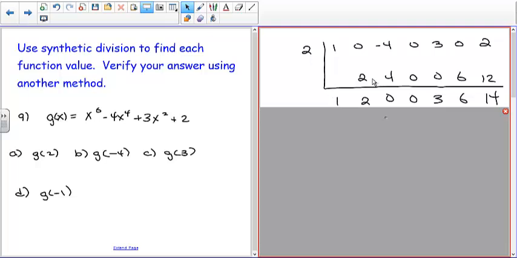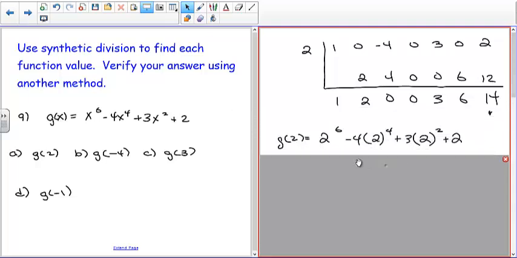2 times 1 is 2. 0 plus 2 is 2. 2 times 2 is 4. Negative 4 plus 4 is 0. 2 times 0 is 0. 0 plus 0 is 0. 2 times 0 is 0. 3 plus 0 is 3. 2 times 3 is 6. 0 plus 6 is 6. 2 times 6 is 12. 2 plus 12 is 14. Therefore, the function x to the 6th minus 4x to the 4th plus 3x squared plus 2 should equal 14.